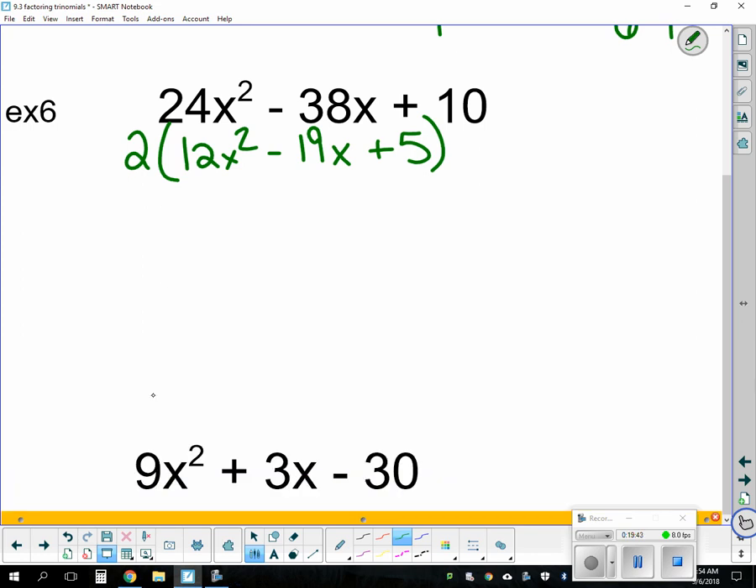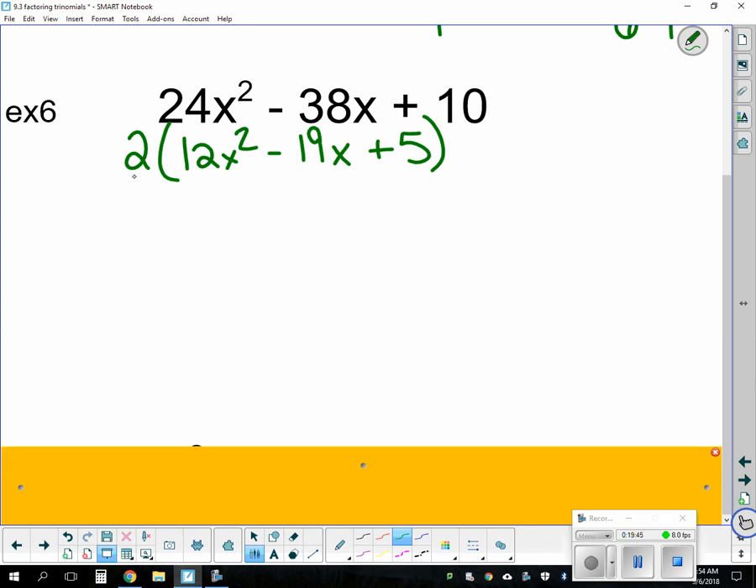Now, same way we did it, whoops, that one shouldn't be there. Same way we did it before, you want to take this 2 and bring it all the way down into your answer. You don't want to forget it. Okay, then you're looking at your leftovers in the parentheses. 3 terms in the parentheses, so we are going to do AC method. AC is 12 times 5, which is 60. We need to find two numbers that multiply to 60, but that will add to negative 19.